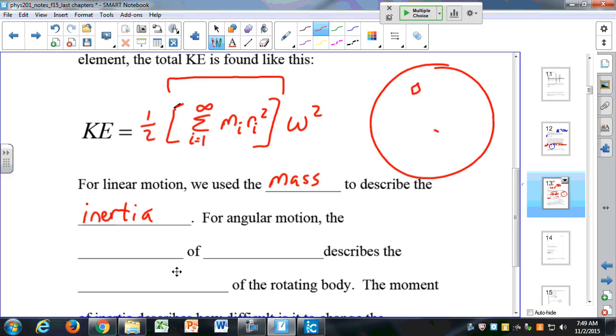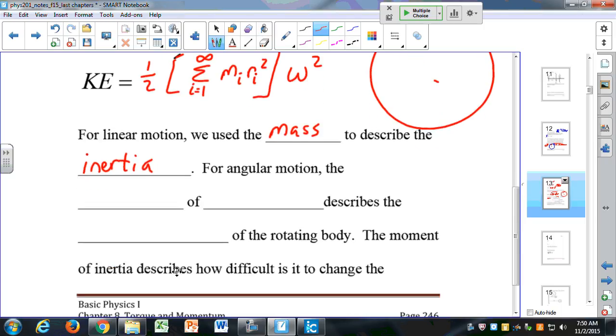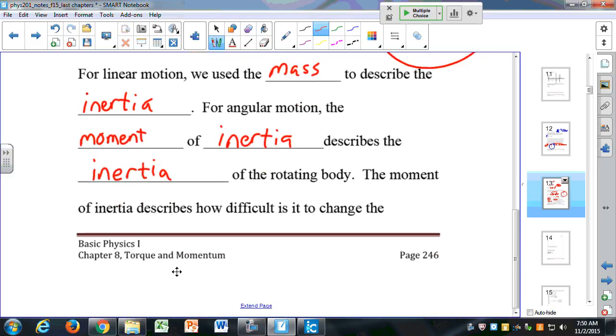And just remember, our inertia, our mass, described how easily it was to get something to move. If something had a lot of mass, it was very difficult to get it to move. If it had just a little mass, it was very easy. That's, in essence, our definition of inertia, measured by the amount of mass. So for angular motion, in a similar way, the moment of inertia describes the inertia of the rotating body. It describes how difficult it is to change the rotational motion of the object.